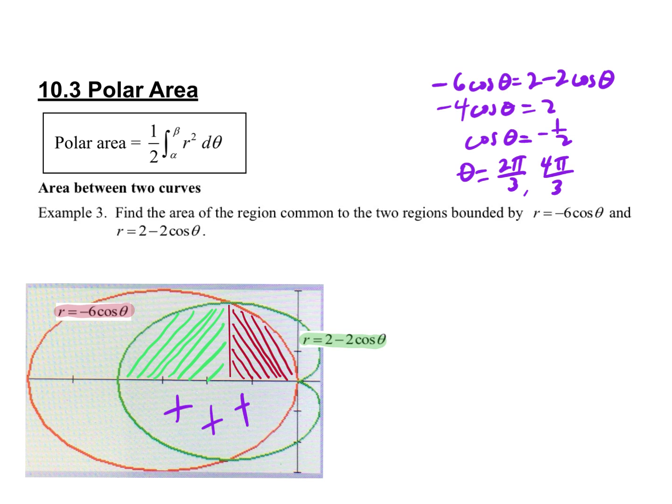And there's 2 of them, right? There's this one and there's this one. My first setup looks like this. 2, because there's 2 of them, 1/2 integral from pi over 2 to 2 pi over 3 of my r squared d theta. That will give me that area there and this area here, right? Because there's 2 of them.